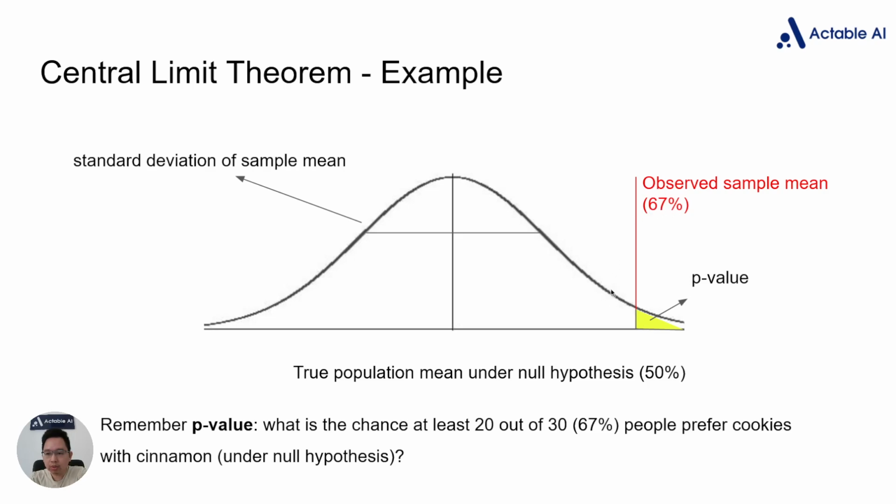Here is the actual observed sample mean, 67%. The p-value is actually the area of this yellow part, which is the chance of the observed sample mean being at least 67%. So basically, I remind you again that the p-value is the chance of at least 20 out of 30 people preferring cookies with cinnamon under the null hypothesis.